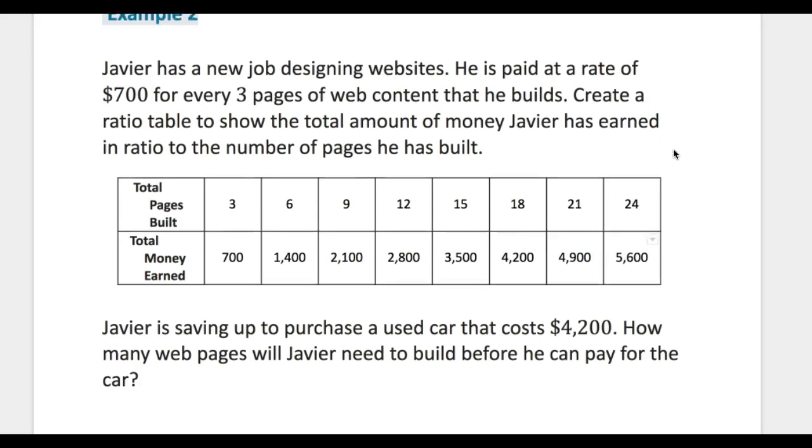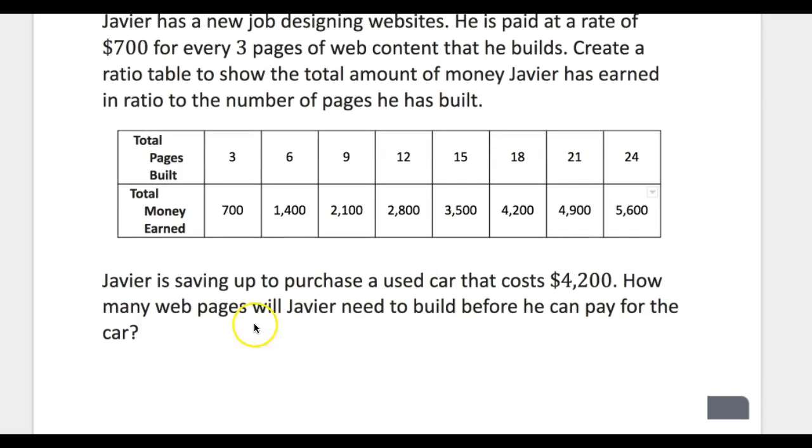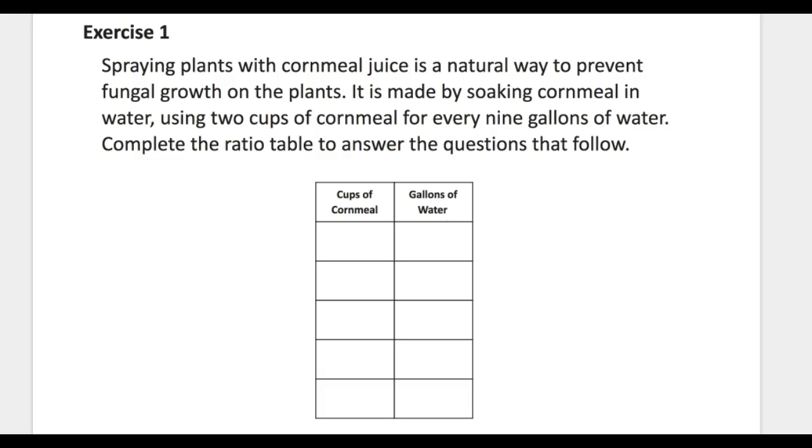Well, looking at the next question, it says, Javier is saving up to purchase a used car that costs $4,200. How many web pages will Javier need to build before he can pay for the car? Okay, I suspect you're getting the hang of this, and so I'm going to read this one and then let you head off on your own to fill in the ratio table, and then we'll come back and you can do the questions too.